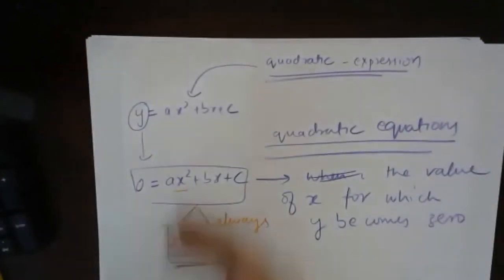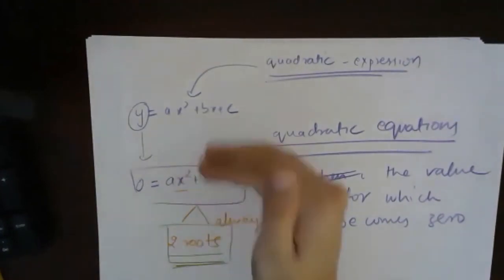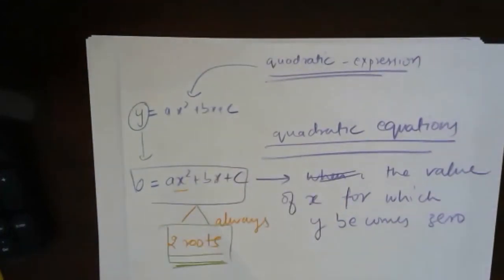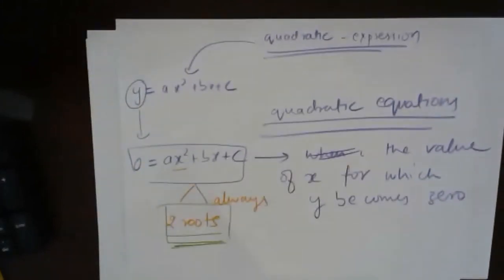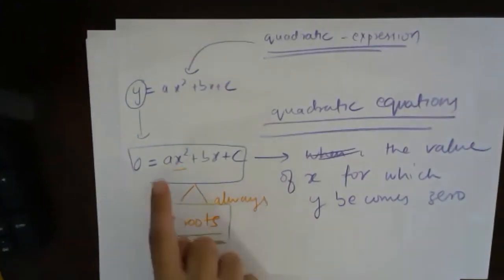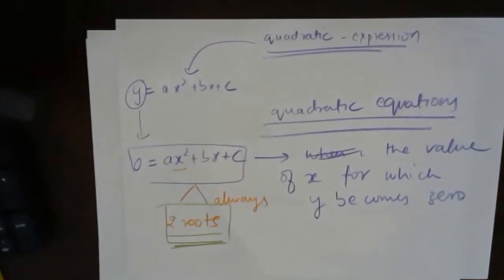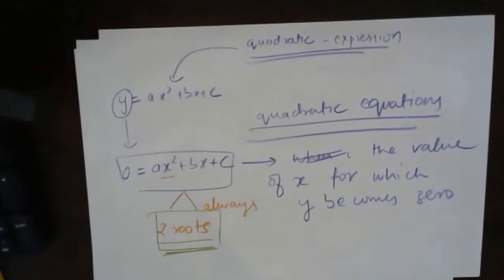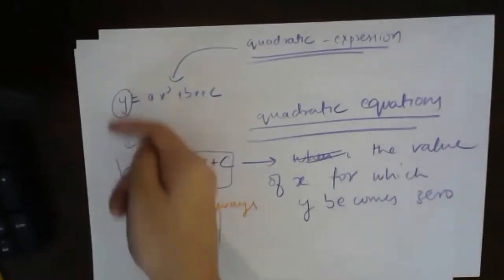See, in the beginning, what did we do? In the beginning, we assumed that y should be equal to 0, right? In the beginning, we assumed y should be equal to 0. Yes or no? Only then can we get the roots, when y is equal to 0.